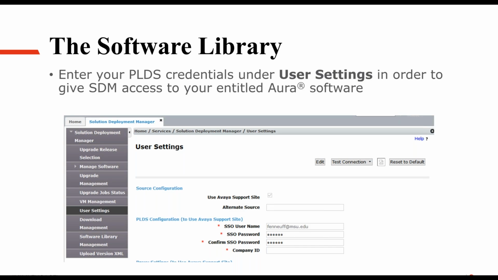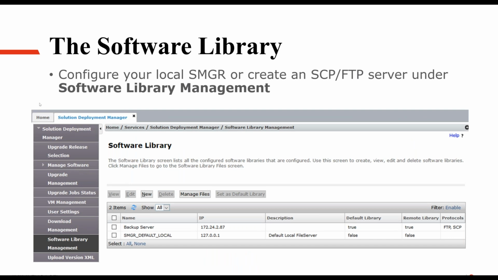So after entering your credentials, the next step is configuring a software library. And that's done, again, over here on the left with software library management. The default library is going to be your local System Manager, called out here as SMGR default local. And you can create additional servers. We actually use a Linux server here at the university, and it runs both the FTP and the SCP protocols. You're going to find out that certain devices that you want to patch require one protocol and certain devices require the other one.